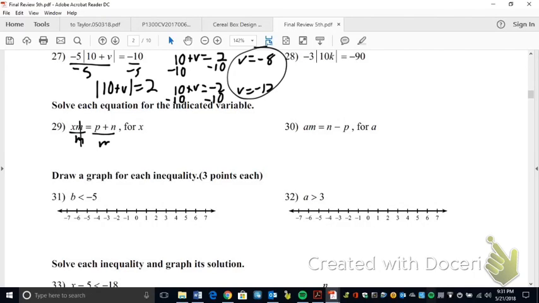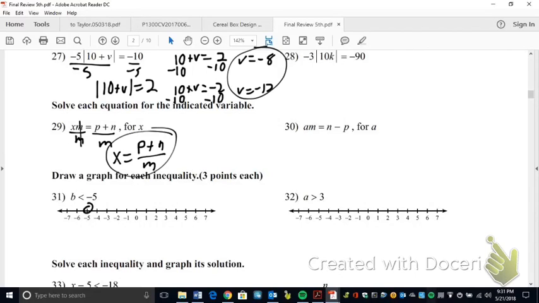Now for 29, solving for x, you just want to make sure that your equation ends up as x equals something. And that's called a literal equation because you're dealing with just variables there.